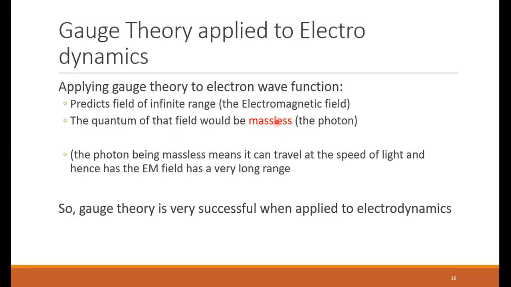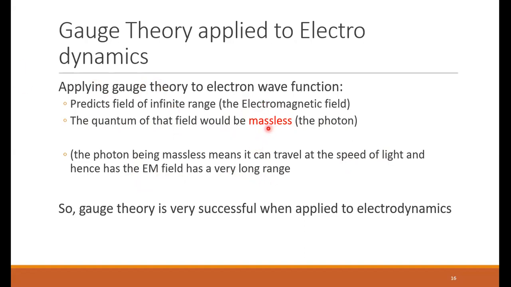And the fact that the photon is massless is of key importance because this means that the photon can travel at the speed of light. And that means that the associated EM field has a very long range because its particle can travel very far, right? And this masslessness is due to the gauge theory here.